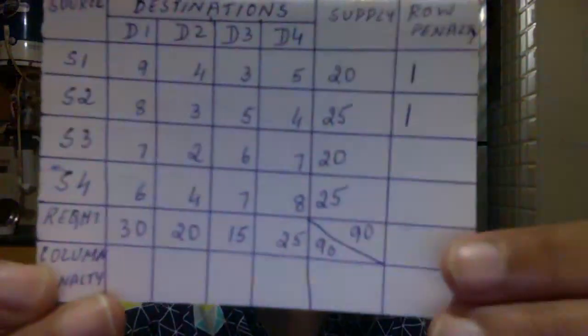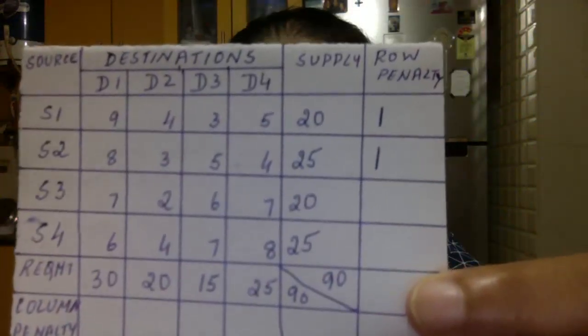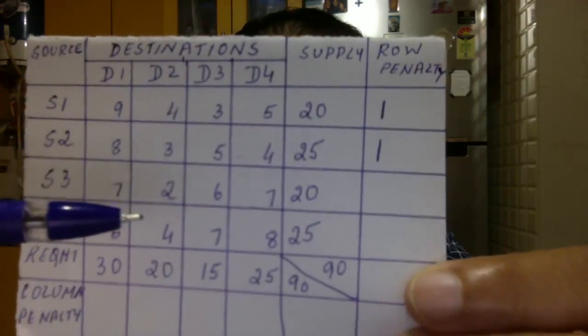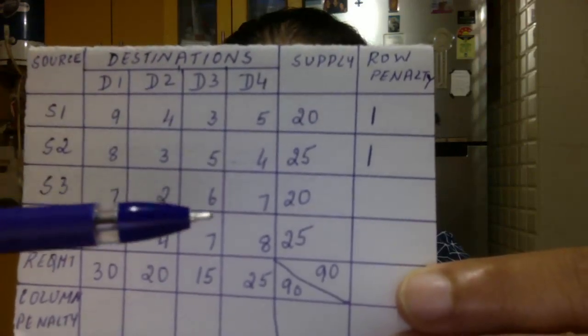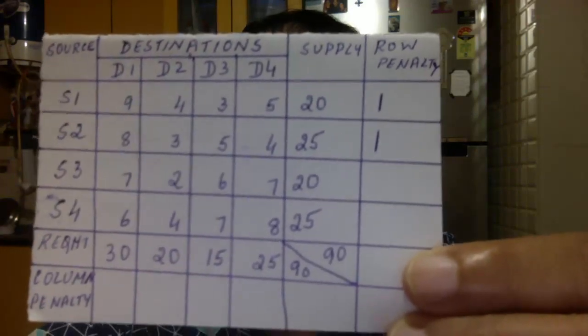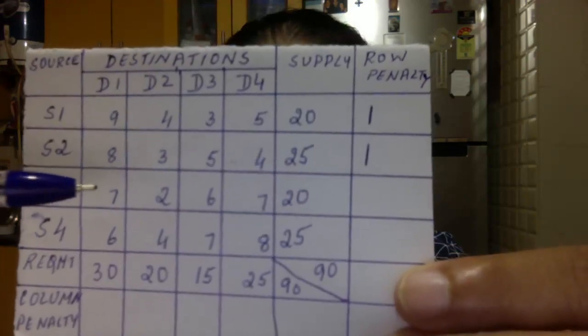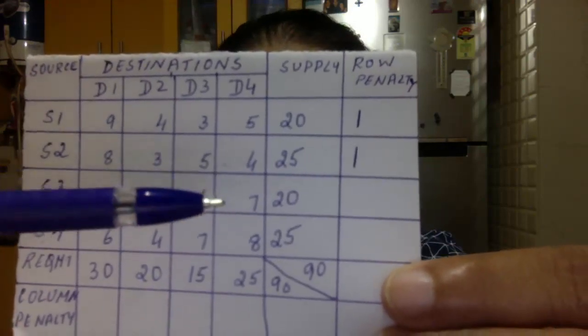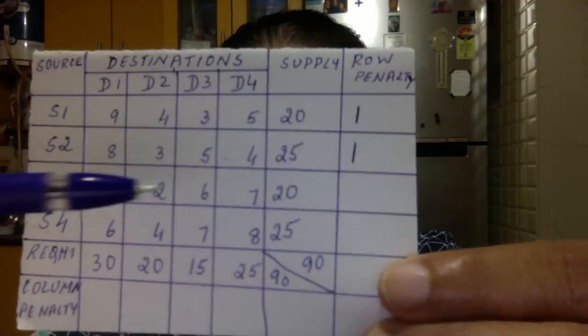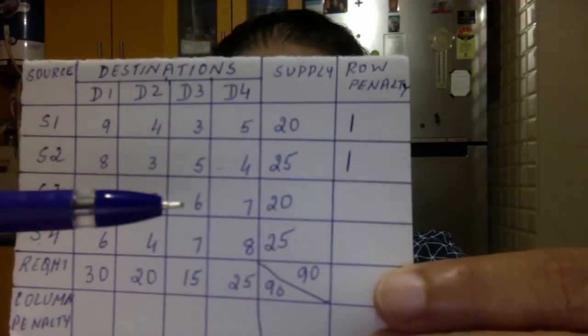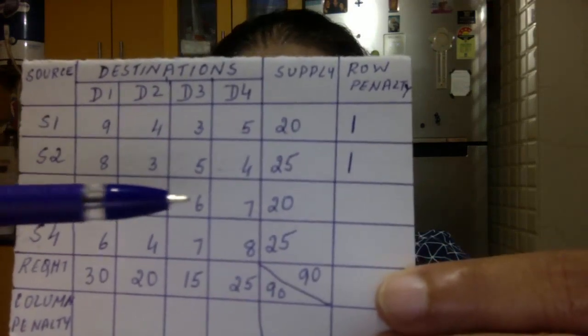We'll come to the third row. In the third row we have 7, 2, 6 and 7. The least is 2 and the next least is 6. So 2 and 6, 2 minus 6 is 4. Our row penalty is 4.